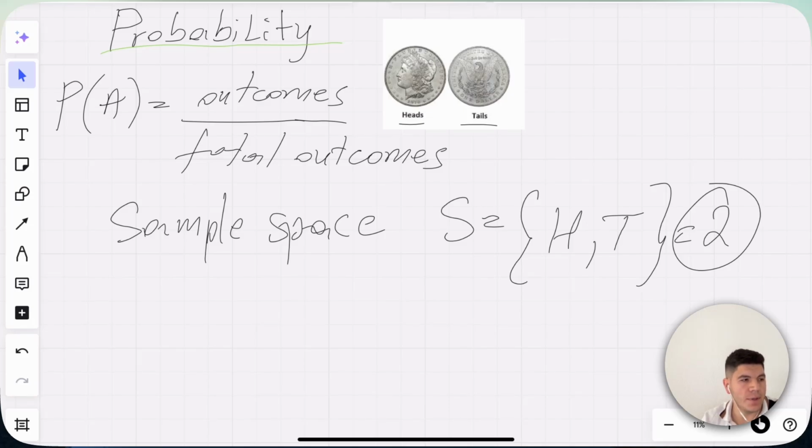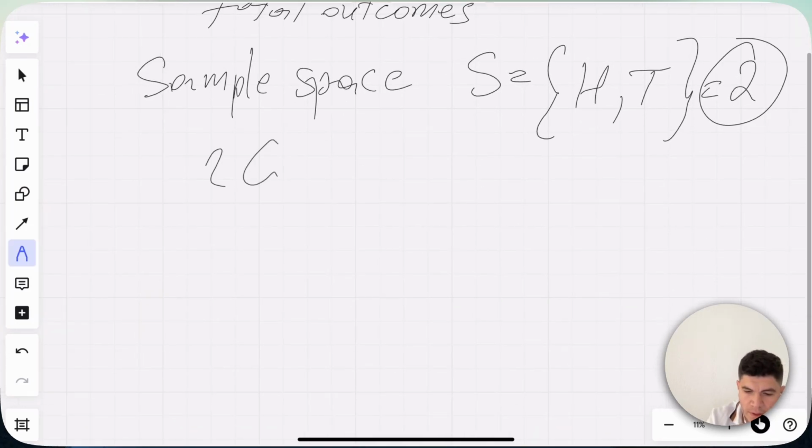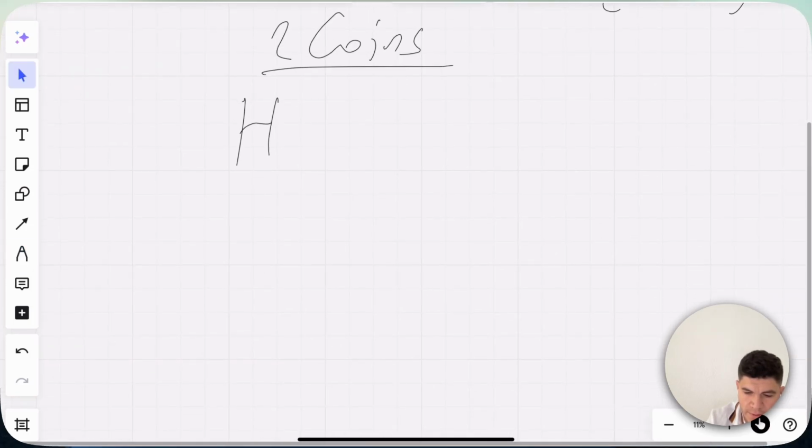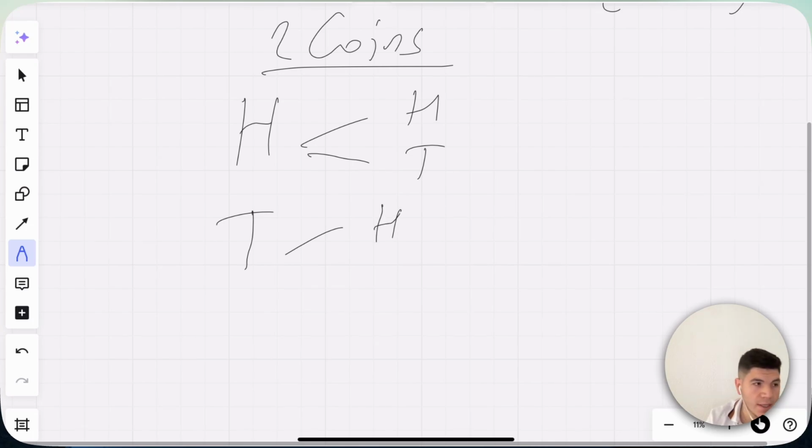But let's say now we have not one coin, but 2 coins. What's going to happen with 2 coins? For 2 coins, we have 2 possibilities again, heads or tails. If we get heads on the first flip, on the second flip we can again get head or tail. Likewise, if we get tails on the first flip, on the second flip we again get head or tail. So we have 4 possible outcomes.